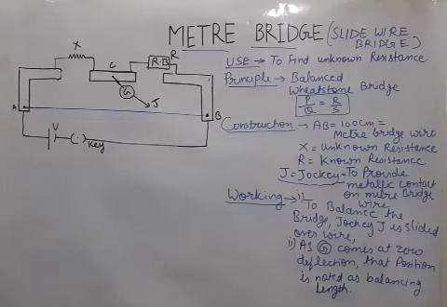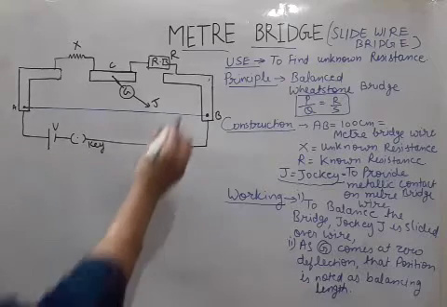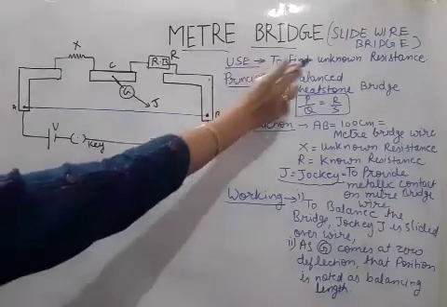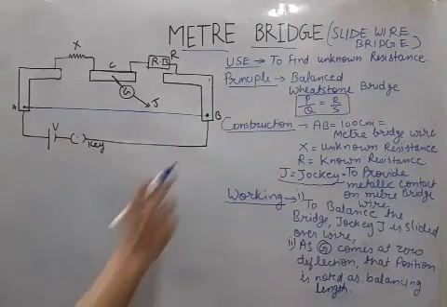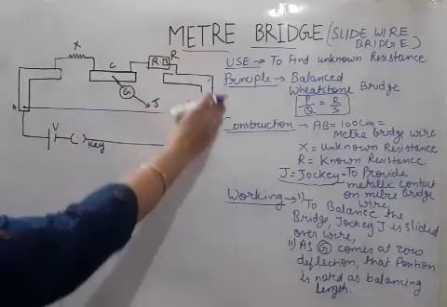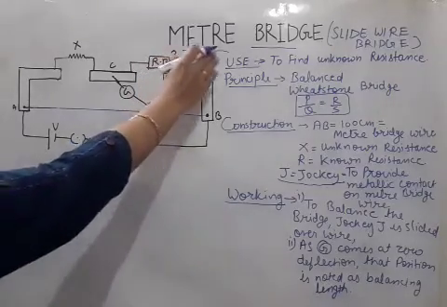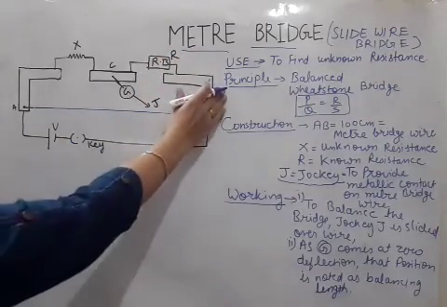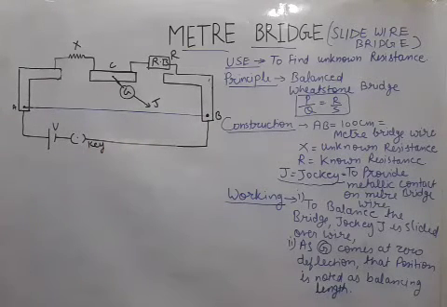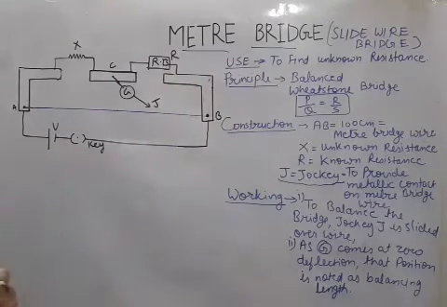Let us start now. First of all, the use of the meter bridge is the same as the use of the Wheatstone bridge, which is to find the unknown resistance. Then secondly, principle, and in the same manner, because it is a device, we have to understand this topic under subheadings, and these subheadings are principle, construction, working, derivation, diagram. In the exam, whatever terms are asked, only that we have to answer.